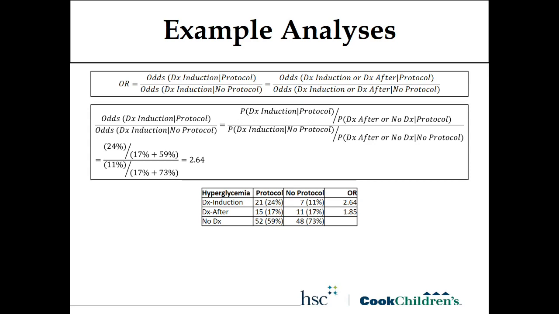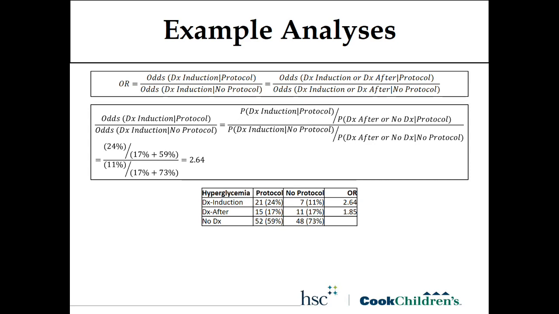You've got 24% in the induction protocol group, and then 17% in the after induction protocol group, plus 59% no diagnosis in the protocol group. And you do the same thing with the no protocol column. Anyway, all that to say, at the end you get 2.64 as your odds ratio for that first set of odds, that first odds ratio that we're looking at.